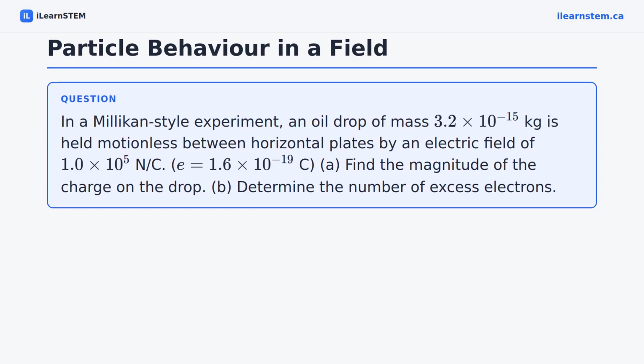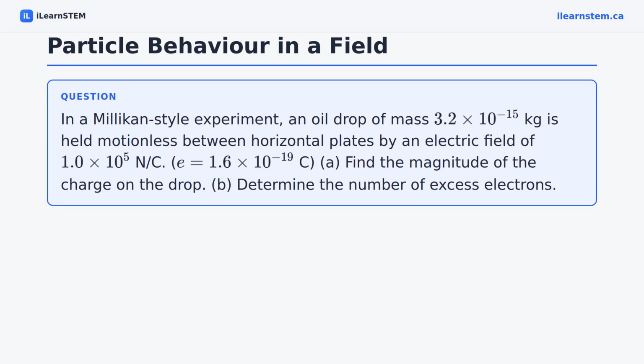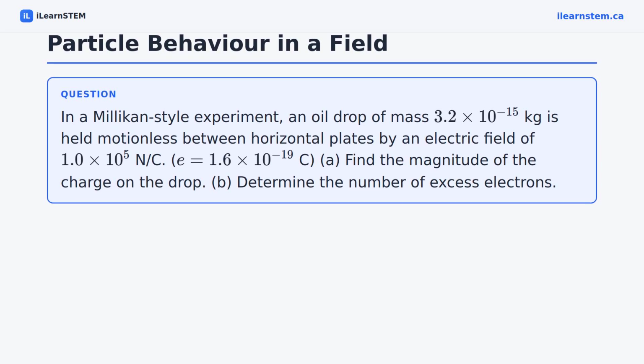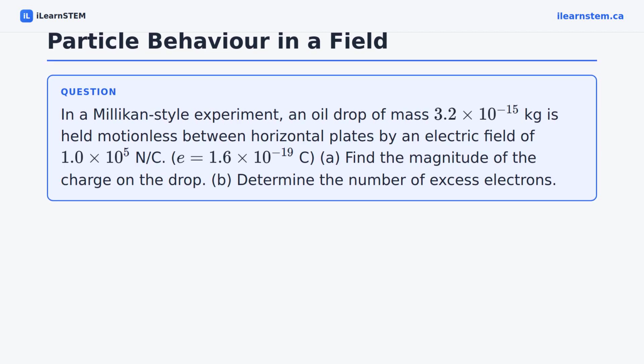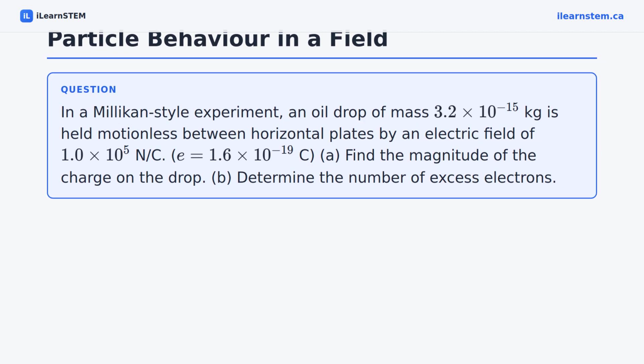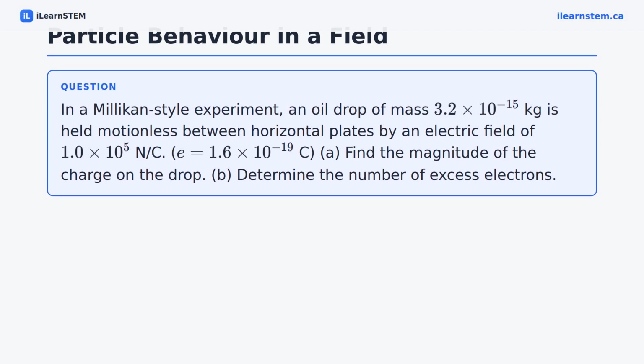The elementary charge e is 1.6 × 10^-19 coulombs. Part A, find the magnitude of the charge on the drop. Part B, determine the number of excess electrons.